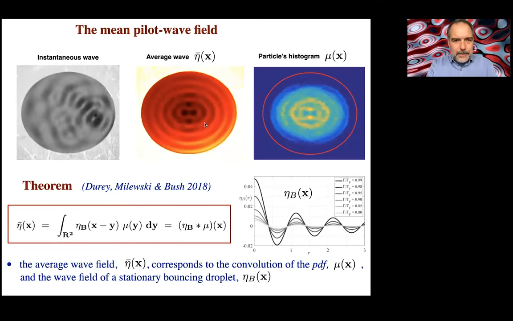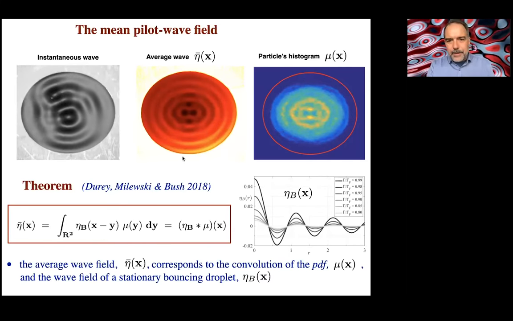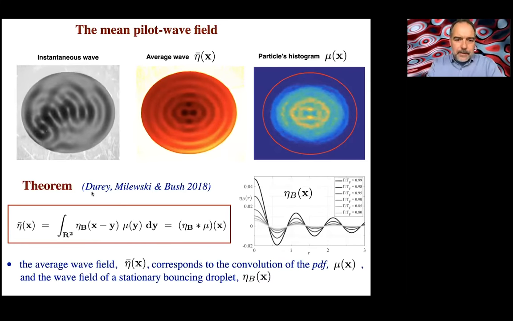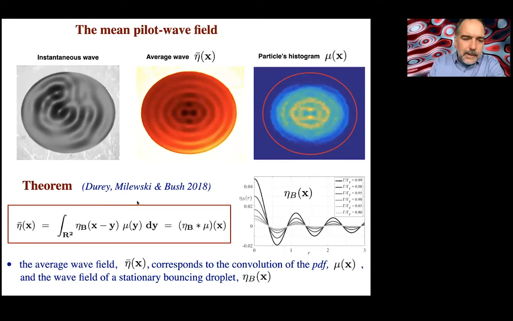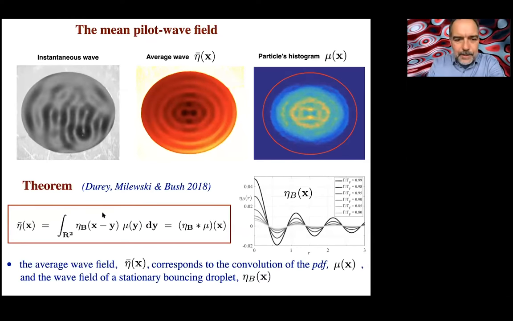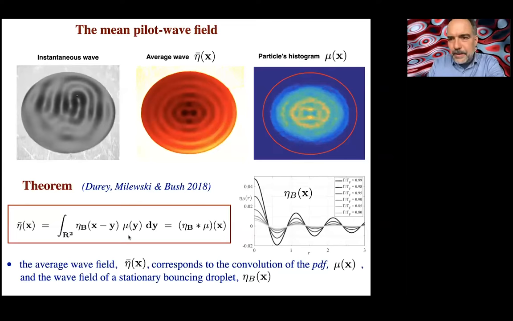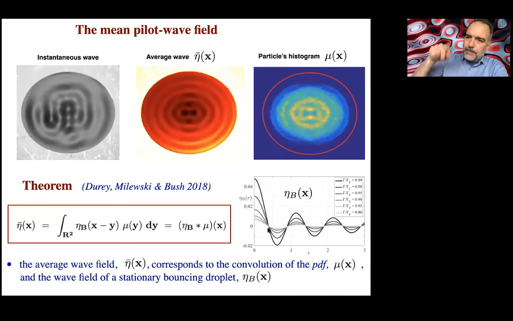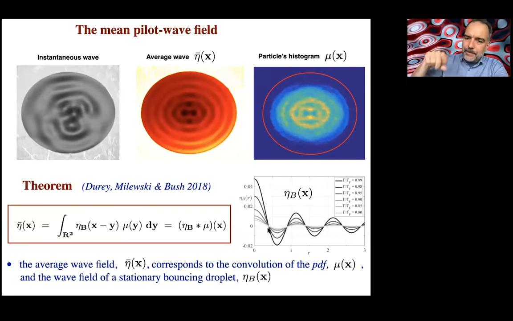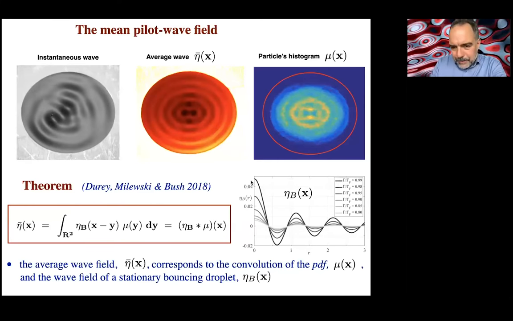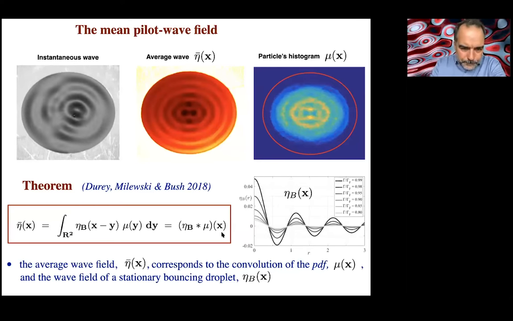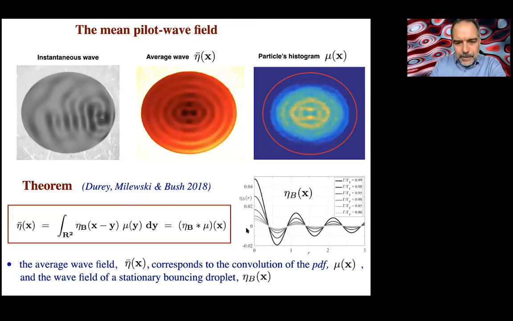But this notion of the mean pilot wave field, you can actually prove, as did Matt Durey, that the mean pilot wave can be expressed as a convolution of the bouncer wave field. So that's the wave field you get if the drop just bounces in place indefinitely, and its amplitude increases with memory. If you convolve that with its histogram, then that defines the average wave field.